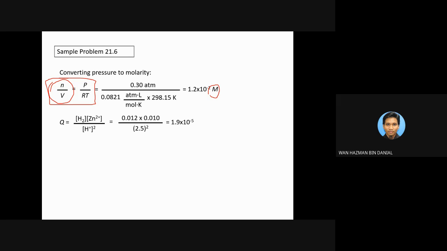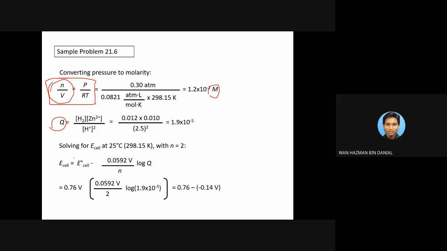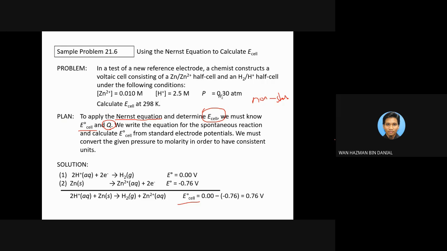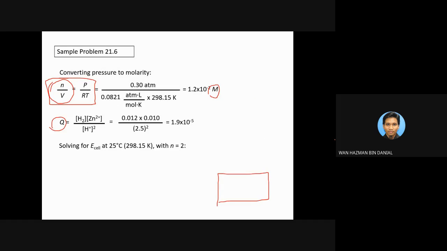Okay, so when we plug in the value, so we can find the Q. Okay, we find the Q, right? And then solving for E cell using the formula Nernst equations. Okay, masukkan value Q and then E node cell, dan kita akan dapat the value lah. Okay, dia tinggi ke lebih rendah tadi, kita tengok tadi dia lebih tinggi. Okay, so dia lebih tinggi.